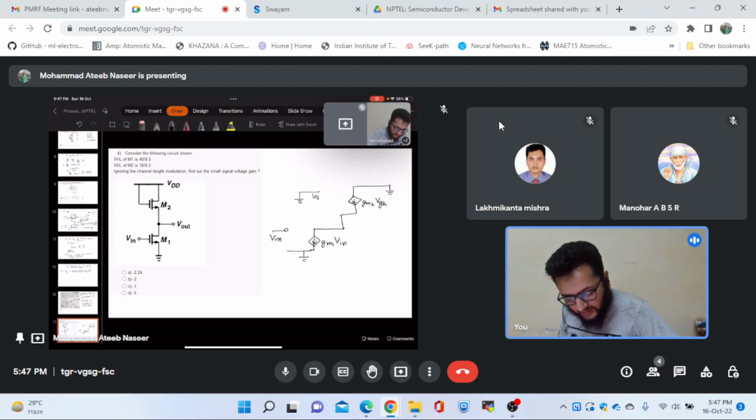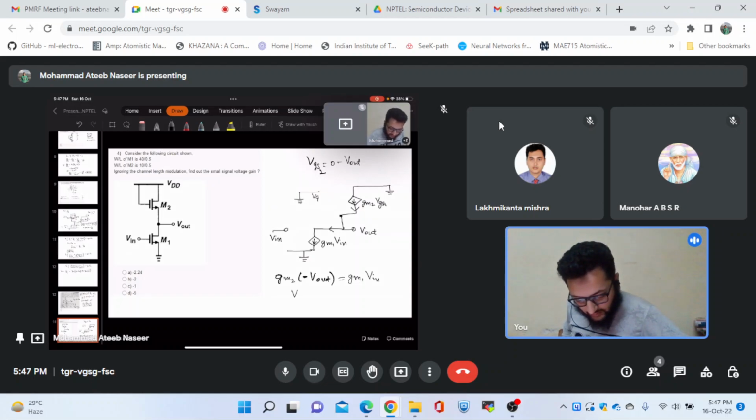Now this VG is grounded, this is its source, and this is where we are looking at its output. This is V naught. So VGS2 will simply be equal to 0 minus V naught, or minus V naught. From this we can see there is only one current going through, so GM2 times VGS2. VGS2 is nothing but minus V naught, which is simply equal to GM1 times V in. So V naught by V in is equal to minus GM1 by GM2.